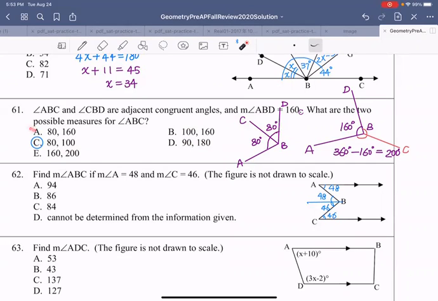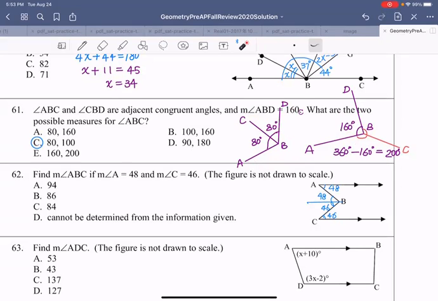Choose A or choose C. Well, they already told you this, so you can put it. You can say, hey, I'm going to make ABC to be 100 degrees, and the CBD also 100. 100 plus 100 is 200, and 360 minus 200 is 160. Does this satisfy? Yes.